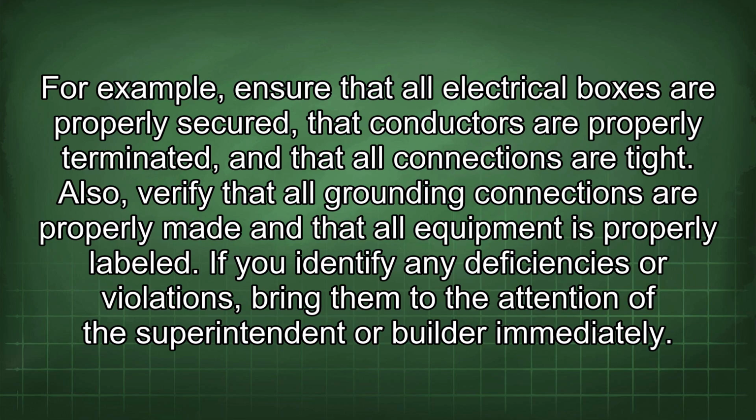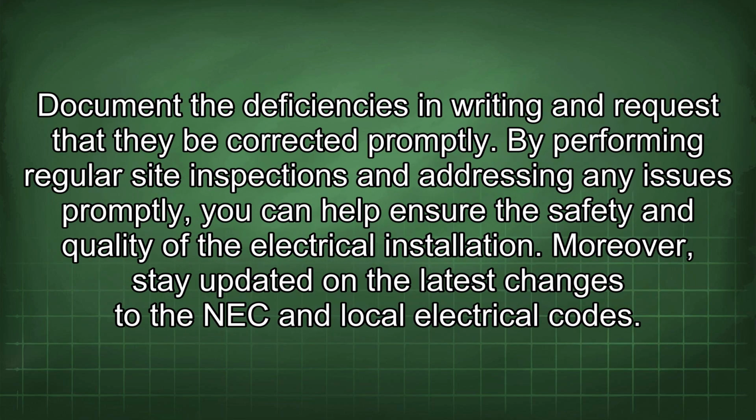If you identify any deficiencies or violations, bring them to the attention of the superintendent or builder immediately. Document the deficiencies in writing and request that they be corrected promptly. By performing regular site inspections and addressing any issues promptly, you can help ensure the safety and quality of the electrical installation.